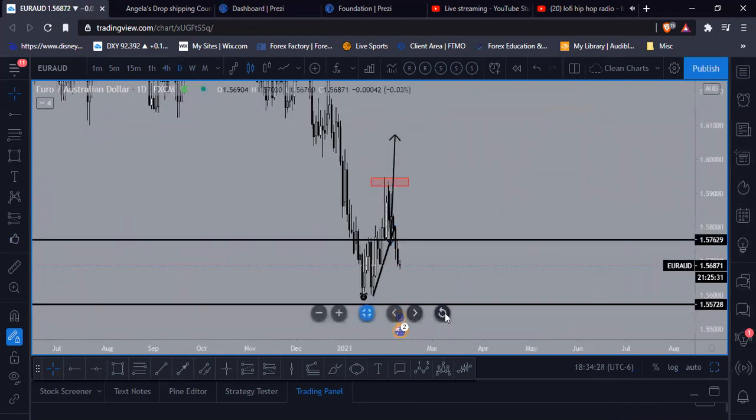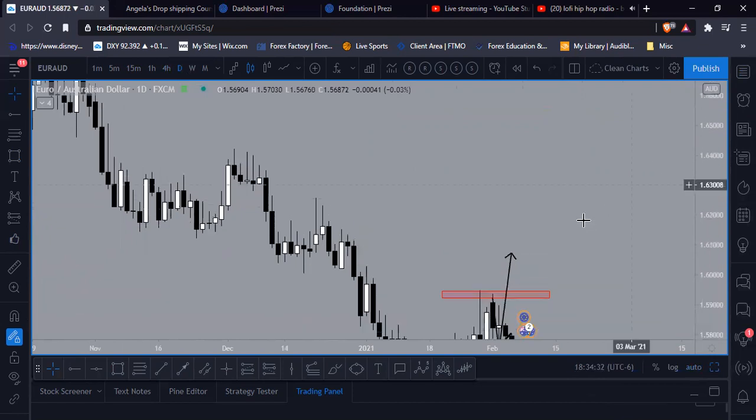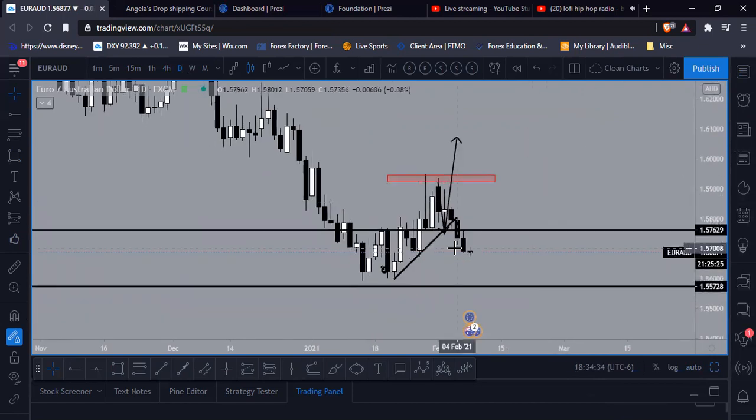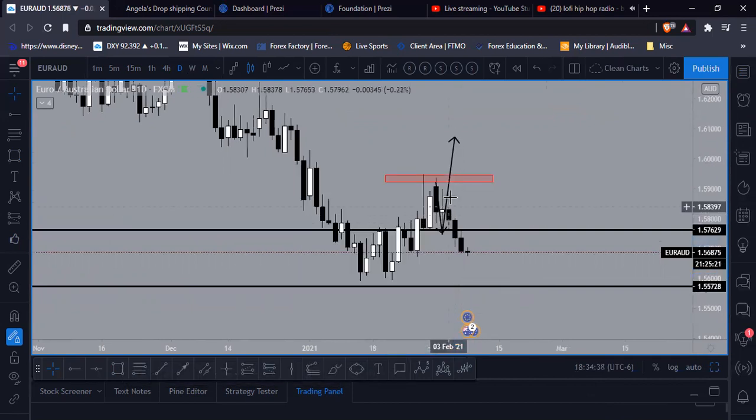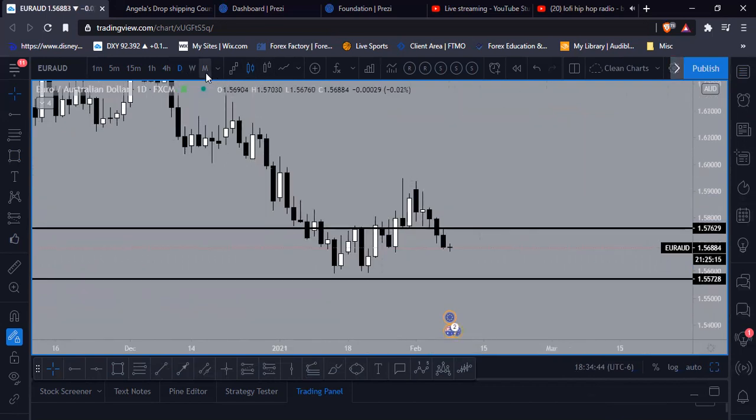EURAUD, what's been cooking? You've been dropping while AUDUSD's been dropping too. Alright, so first and foremost, gonna get rid of all this. I didn't really trade EA last week either. Rejected off that high nicely though, if I do say so myself.